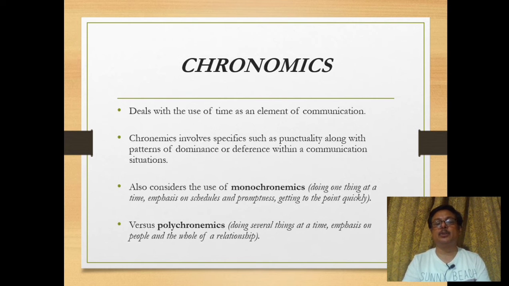Also consider the use of monochronomics. Mono means one and chronomics means time. So monochronomics means doing one thing at a time, with emphasis on schedules and promptness, getting to the point quickly, versus polychronomics. Poly means many, so it means doing several things at a time, with emphasis on people and the whole of a relationship.